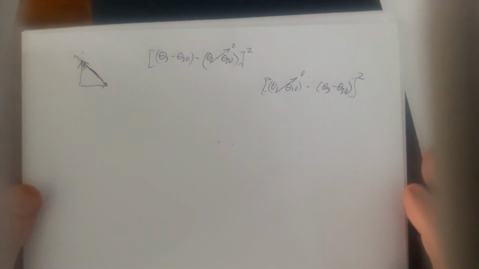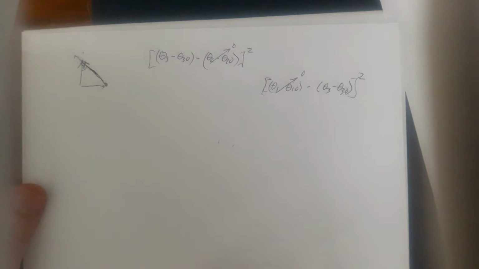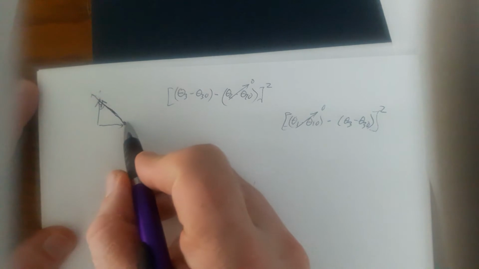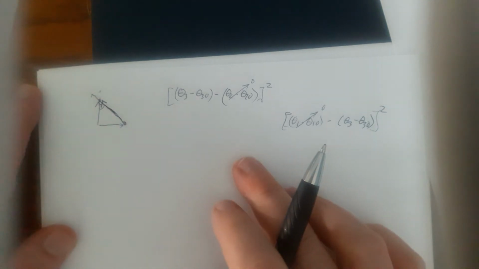Just a quick note on that last example. The angles associated with potential energy, if you have a spring between two links, for example, in that previous problem, we had one spring at this corner and another spring at this corner of a triangle.